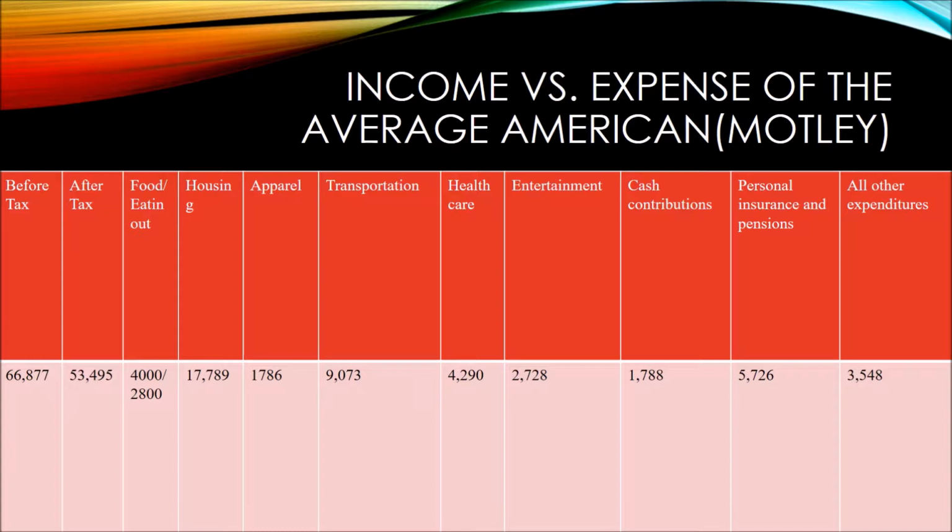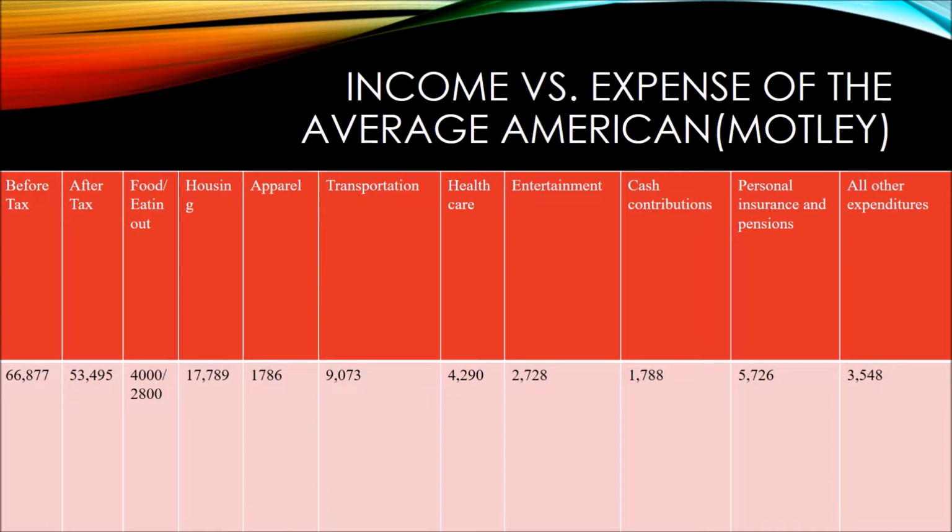I wanted to show you the average income and expenditure for an American family. This data comes from the Motley Fool and is from 2014. As we can see, the income before tax is $67,000 and after tax is $54,000. But to better determine where that money goes, we should take a deeper look.